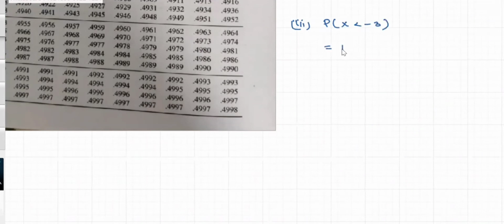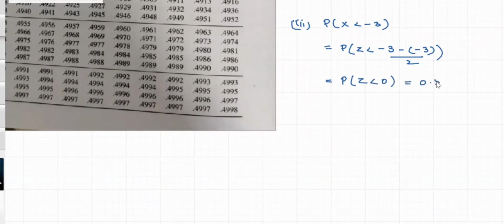Which is same as probability that z is less than (-3 - 3)/2, which is probability that z is less than 0. And the value will be 0.5, because z less than 0 means you are having the total left hand side area, and the total left hand side area is 0.5. We can write it directly.